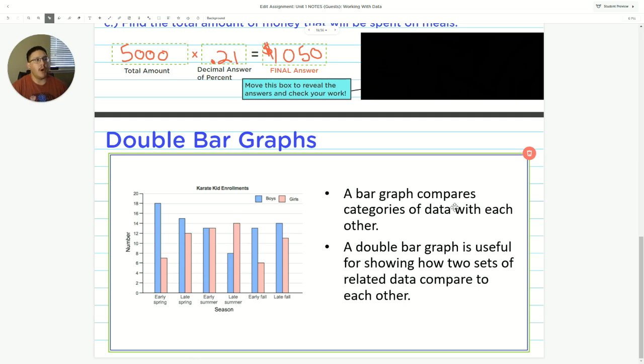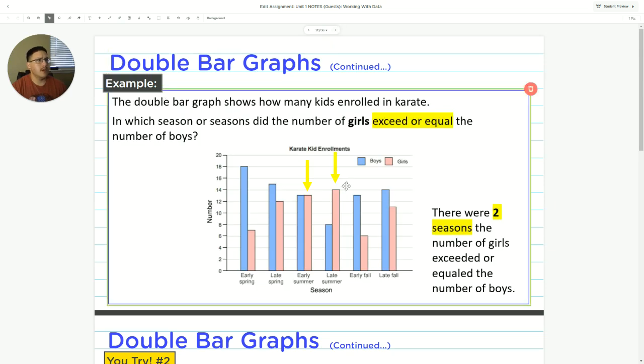Okay. A bar graph compares categories of data with each other. A double bar graph is useful for showing how 2 sets of related data compare to each other. So in the case of this bar graph, we're comparing boys and girl signups for Karate Kid enrollments. In this example, the double bar graph shows how many kids enrolled in karate. In which season or seasons did the number of girls exceed or equal the number of boys?